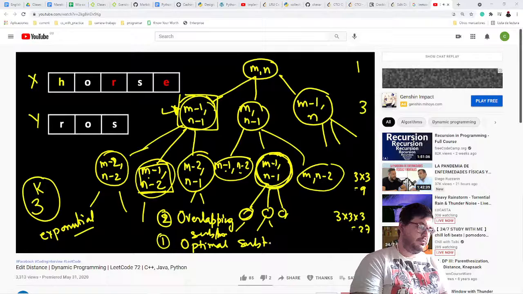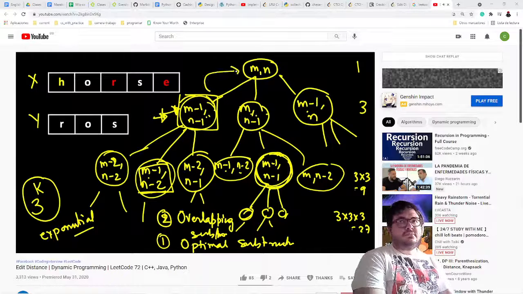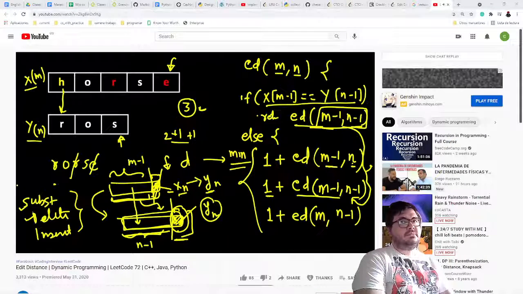And what is meant by optimal substructure? That if you solve smaller parts of a bigger problem, if you find the optimal solution of this smaller problem and this smaller problem and this smaller problem, clearly all of these three are smaller than this mn. So if you find the optimal solution or best solution of these three sub problems, smaller problems, then using them you will find the optimal solution of this bigger problem, original problem itself. And we saw that this will be the case.